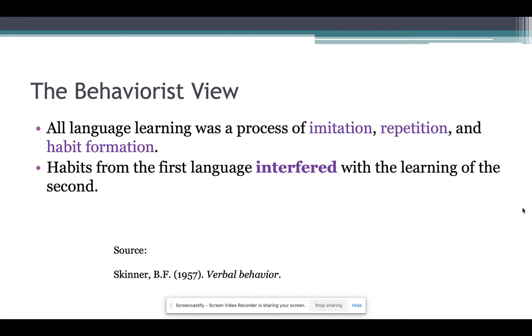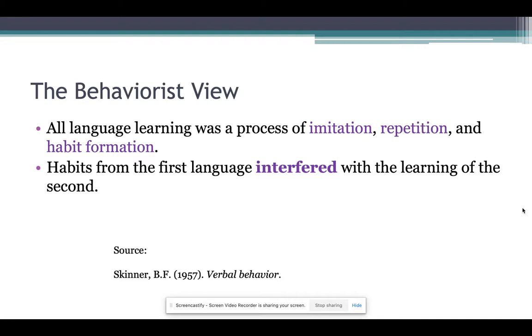As you may recall from previous videos, behaviorists believed all language learning was a process of imitation, repetition, and habit formation. In this regard, first language acquisition and second language acquisition were really the same process. But behaviorists believed learning a second language was different from learning a first language only in that the habits from the first language interfered with the learning of the second. According to behaviorists, interference from the first language largely explained the challenges people have learning second languages.